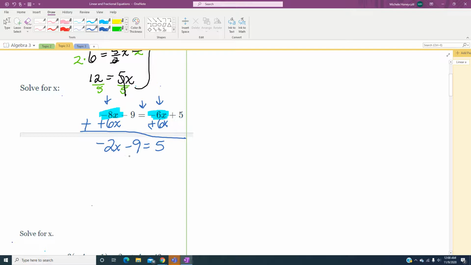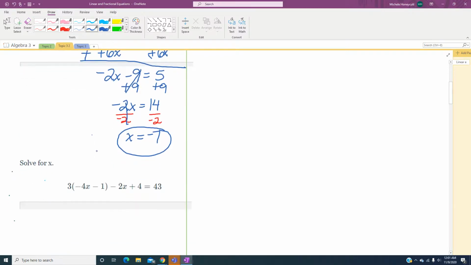So the x is on the left side, so I'm going to get rid of the 9. Add 9 to both sides to the like terms. The 9's cancel now because negative 9 plus 9 is 0. Then on the left side of the equation, I have negative 2x equals 5 plus 9 is 14. Then x is being multiplied by negative 2. So now I can divide both sides by negative 2. So negative 2 divided by negative 2 is 1. So I have 1x, or just x. 14 divided by negative 2 is negative 7. So my answer to that one is negative 7.